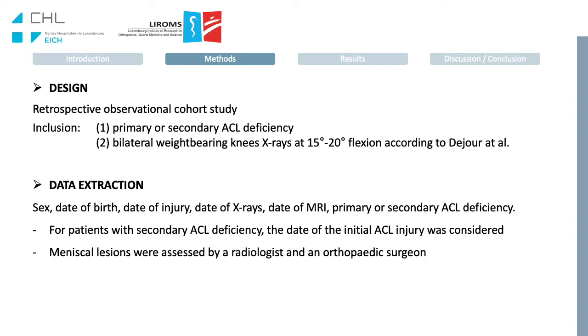Data for these patients were extracted including sex, date of birth, date of injury, date of X-ray and MRI, and primary or secondary ACL deficiency. It is to be noted that for patients with secondary ACL deficiency, the date of the initial ACL injury was considered. The presence of meniscal lesion was assessed by a radiologist and by an orthopedic surgeon.